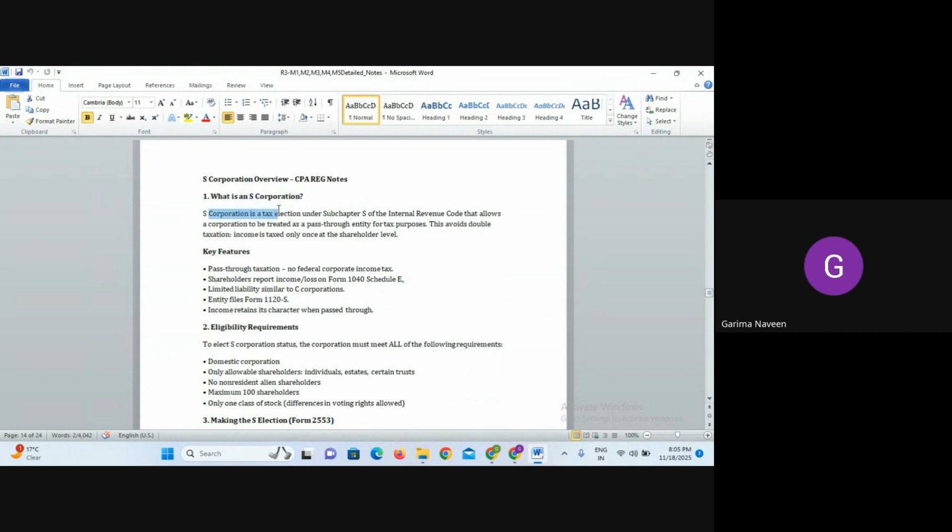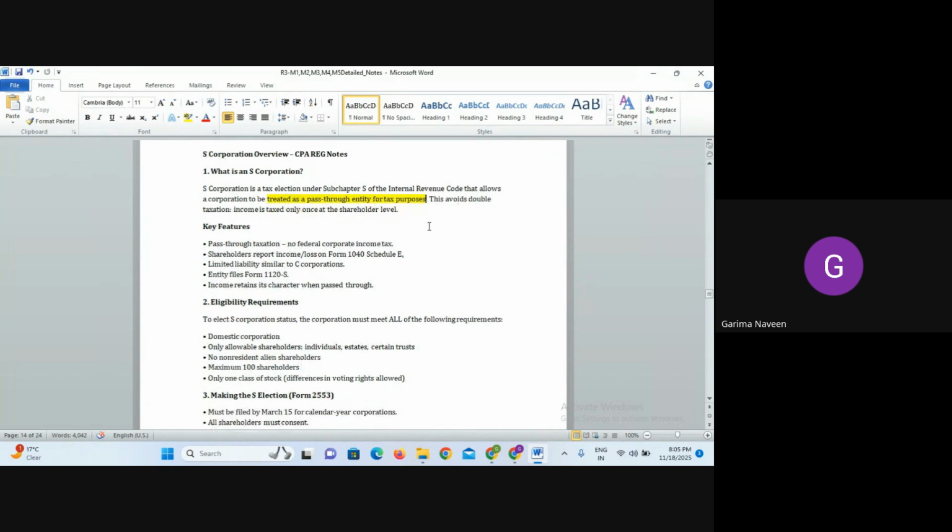An S corporation is a tax election under Subchapter S of the IRC that allows a corporation to be treated as a pass-through entity for tax purposes. So S corporations are considered flow-through or pass-through entities. That means they do not pay taxes at the entity level. Whatever income they earn flows to their shareholders' individual tax returns. So this avoids double taxation. That means income is only taxed at the shareholder level, at the individual level.